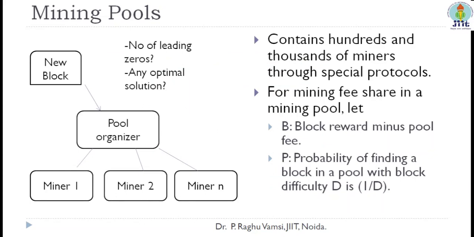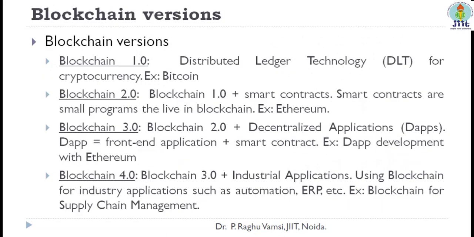So finally, we'll see the blockchain versions. Blockchain 1.0 totally deals with distributed ledger technology. Only distributed ledger technology will be available, which is called Bitcoin. Example is Bitcoin for this. And blockchain 2.0 is blockchain 1.0 plus smart contracts. So smart contracts, we know that business contracts, a contract is said to be the happening of a transaction on a condition. So here smart contract means this condition will be executed automatically and the transaction will be performed.